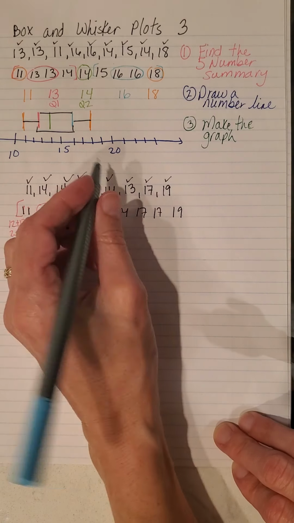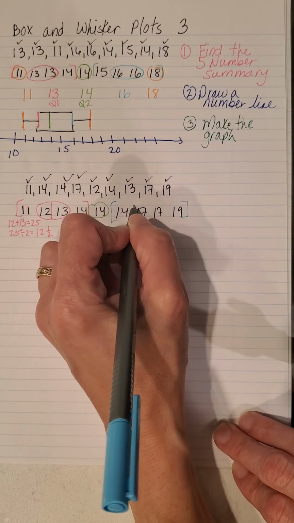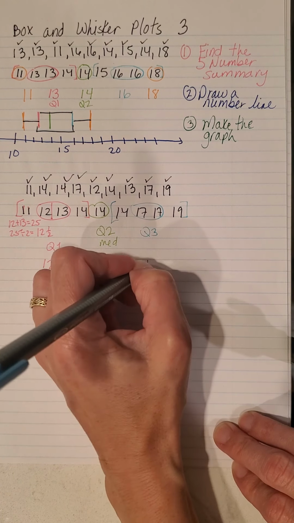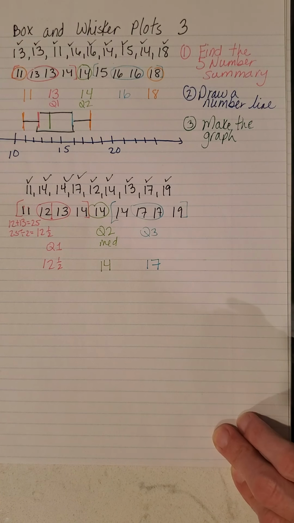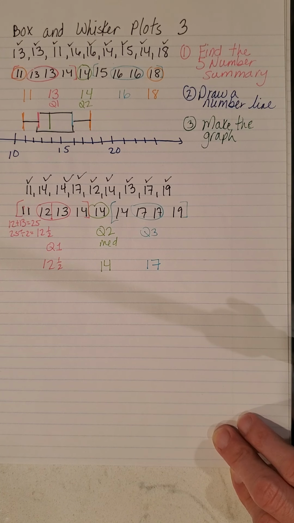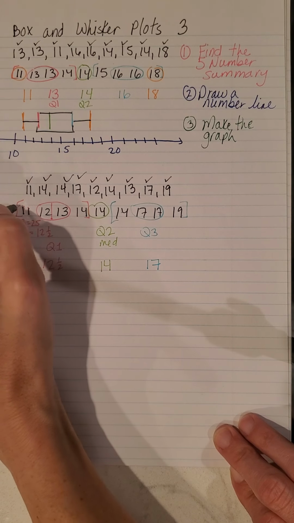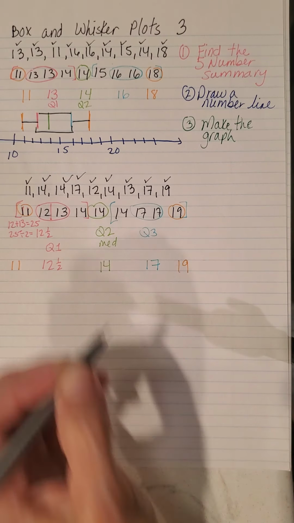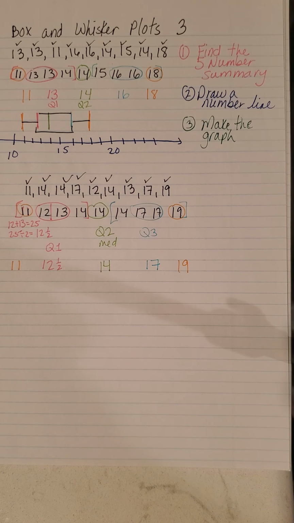When I look at the upper half, I've got 17 and 17. That's my Q3, it's just 17, because 17 plus 17 is 34, divided by 2 is 17. And of course I've got my minimum is 11 again, and my maximum is 19. Now I have my 5-number summary.